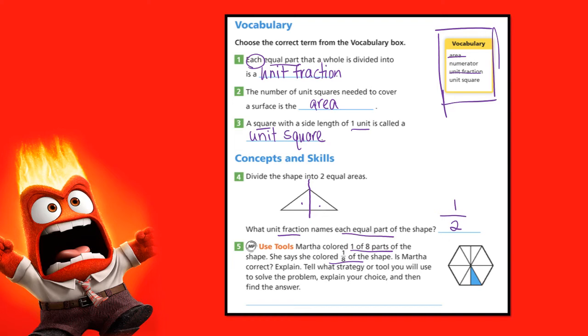Well, let me see. I have 1, 2, 3, 4, 5, 6, 7, 8. Well, she did color 1 part out of 8, but she did not color 1/8 of the shape. And the reason she didn't color 1/8 of the shape is because those parts are different sizes. When we're talking about fractions, boys and girls, we want our parts to be equal. I see that this part and this part and this one are a lot smaller than the other 4 parts.